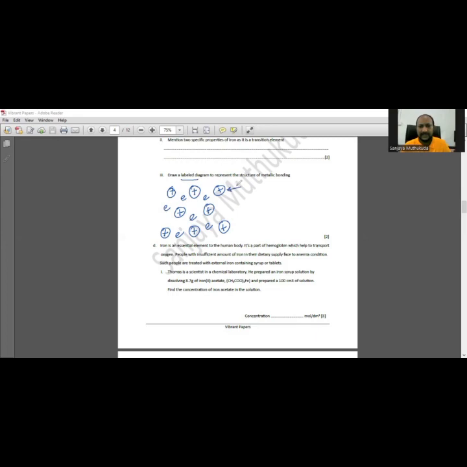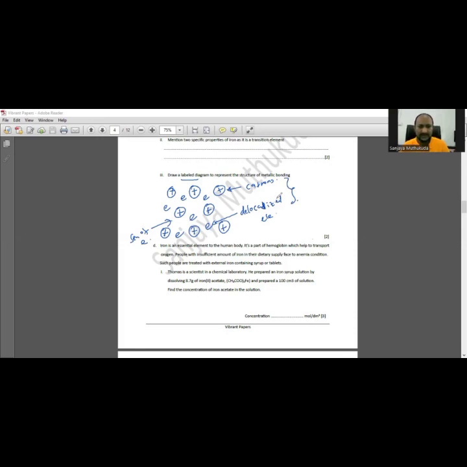So you have to label this as cations, and this is delocalized electrons, or at least as electrons. And this area you can just write sea of electrons. At least you have to have these two to get the second mark.